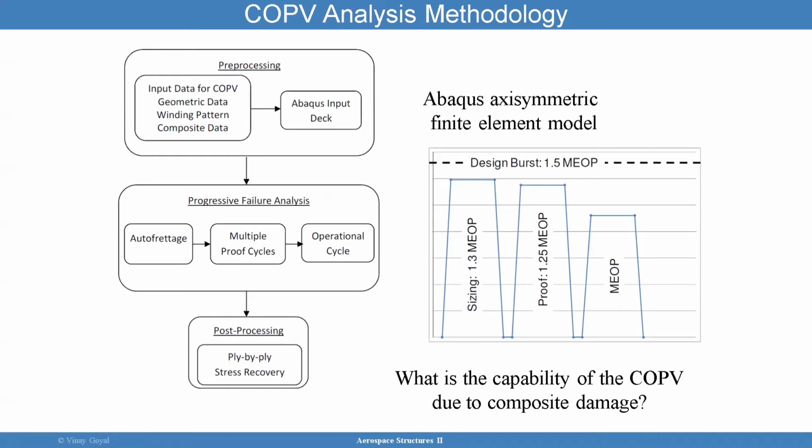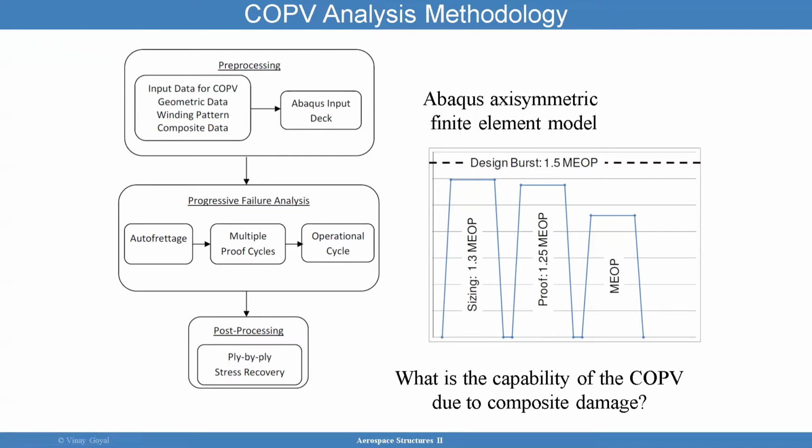So, what is the analysis methodology, and what are the steps? Typically, what we have here is we will have input data for the composite overwrap pressure vessel: geometric data, winding pattern, and composite data. All this stuff goes into an Abaqus input deck, and you want to run three kinds of cases. So you have usually an autofrettage, which is the opportunity you have now to take that composite overwrap pressure vessel, pressurize it in such a manner that you induce plasticity into the liner. We call that autofrettage. We do that on purpose. So let me explain it.